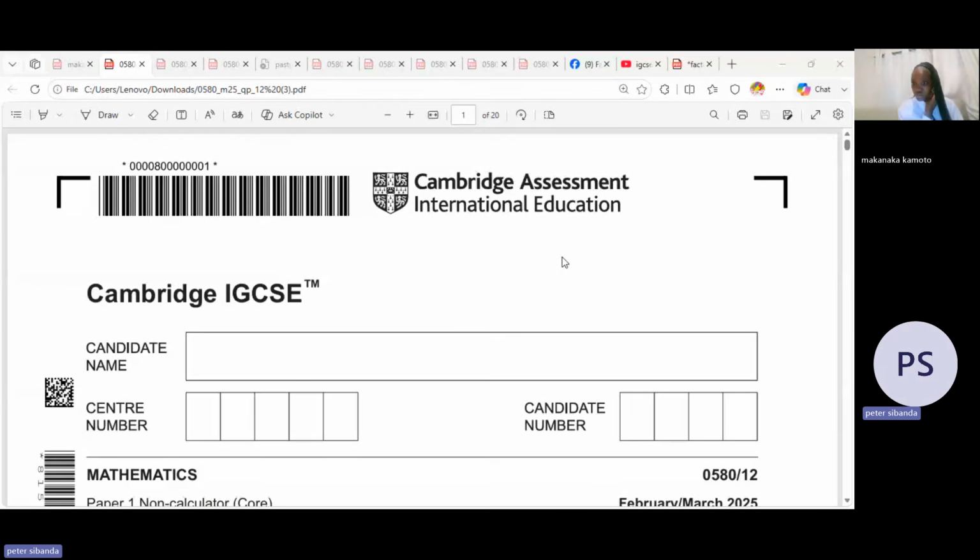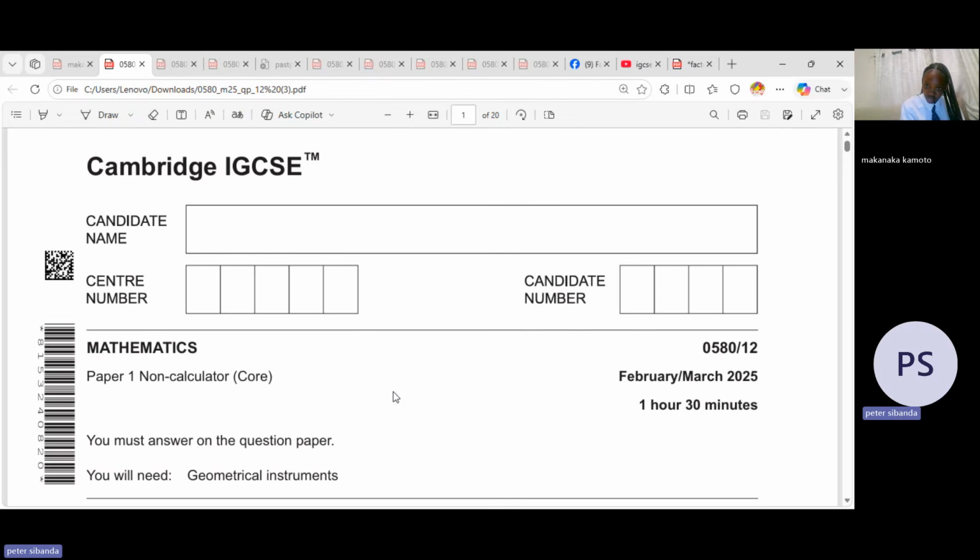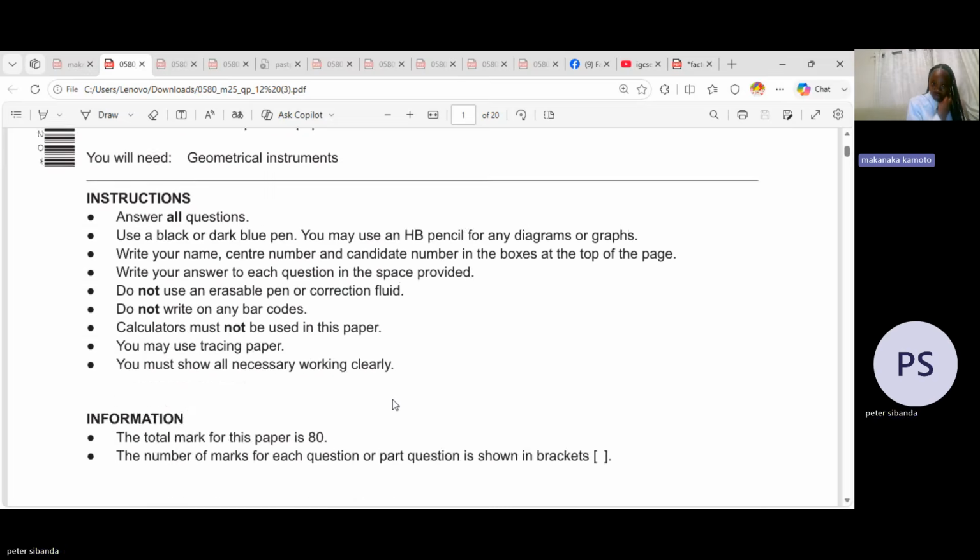And we are doing simultaneous equations today. Let's just share. What are you seeing on the screen? A question paper. You're seeing the question paper? Yes. Okay, so starting with this paper 1, non-calculator core.